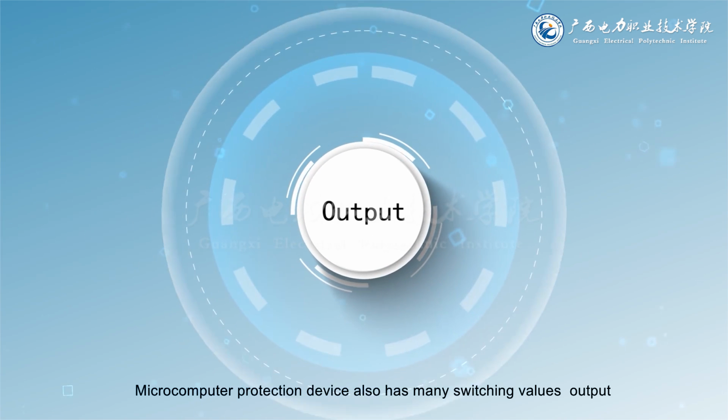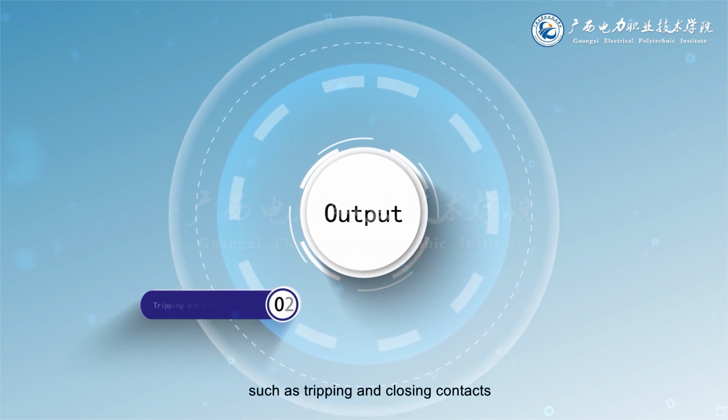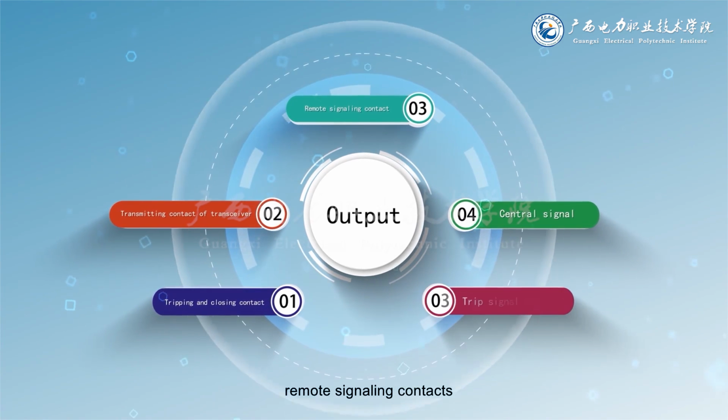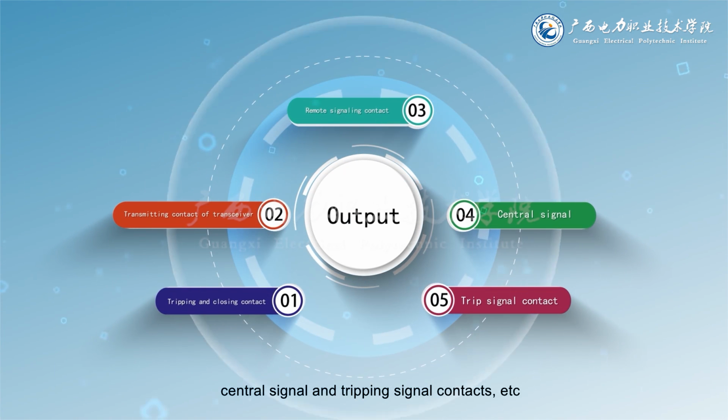The microcomputer protection device also has many switching value outputs, such as tripping and closing contacts, transmitting contacts of the transceiver, remote signaling contacts, central signal, and tripping signal contacts, etc.